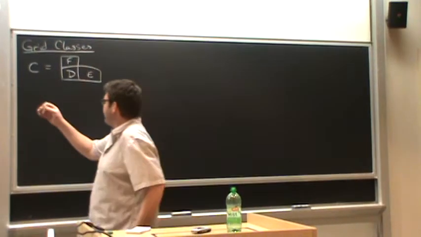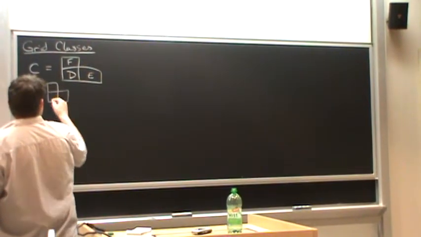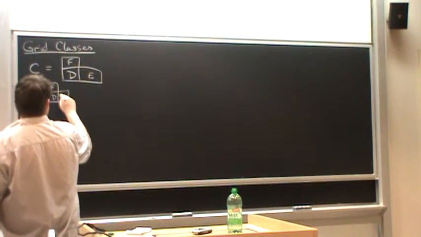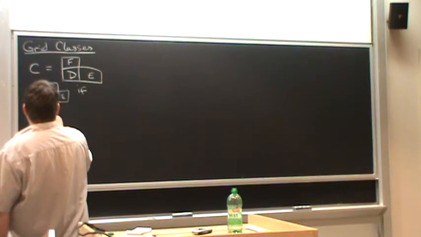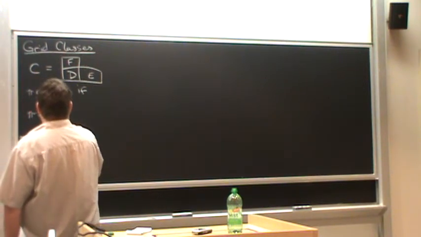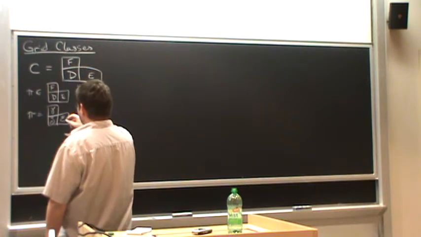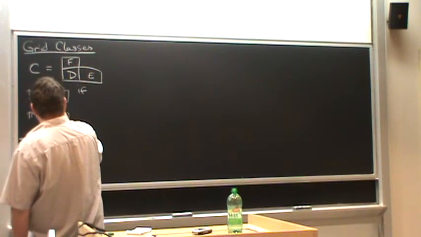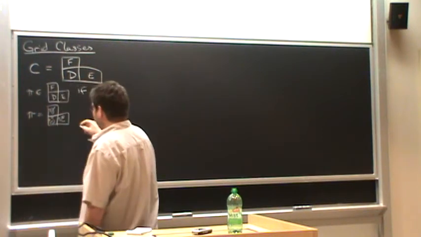So I mean that pi is in this hook if, well, pi equals delta, epsilon, I guess gamma. These are all sort of order isomorphisms because these are actually subsequences.